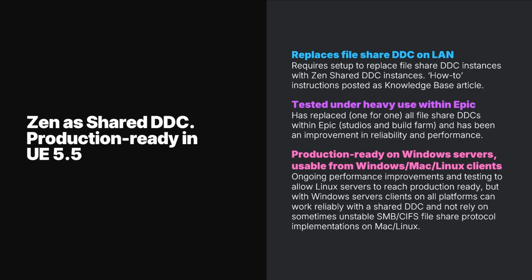Okay, so that was Zen as local DDC. Now I'm going to talk about Zen as shared DDC. This is something that's becoming production ready in UE 5.5. This is a situation in which ZenServer can replace a file share DDC on a LAN or local network. This requires manual setup if people want to make use of it. It's not automatic, the way the switch over to Zen as local DDC was automatic. And there's how-to instructions that are posted as a knowledge base article, which will be linked to later on in this presentation.